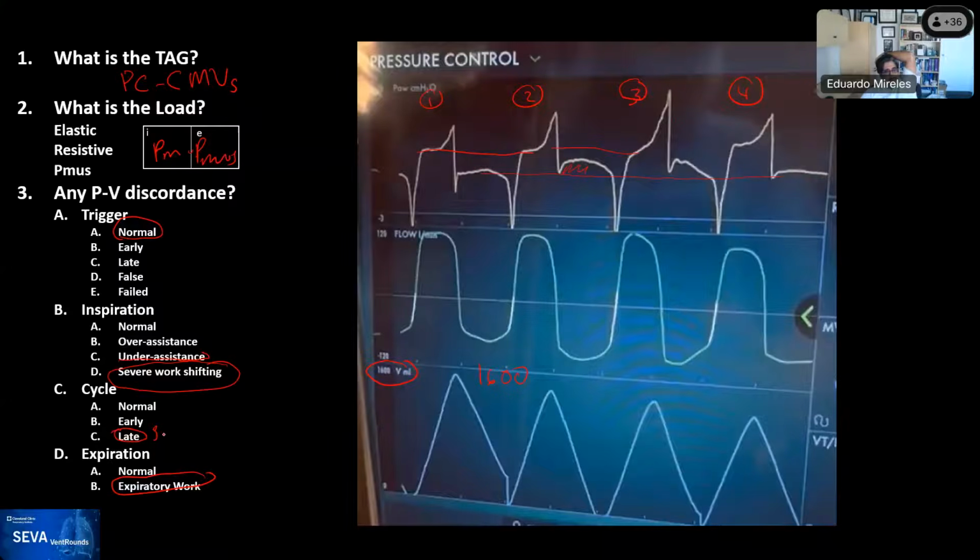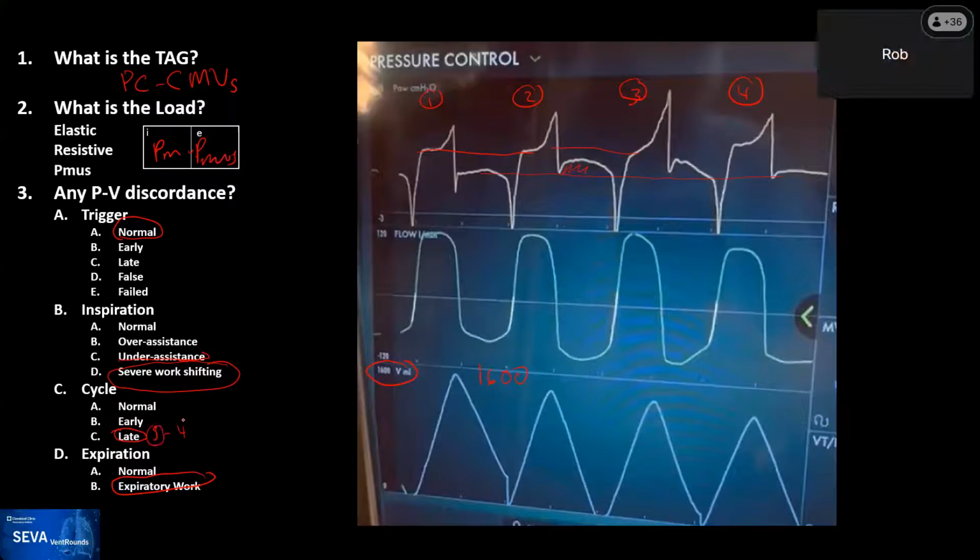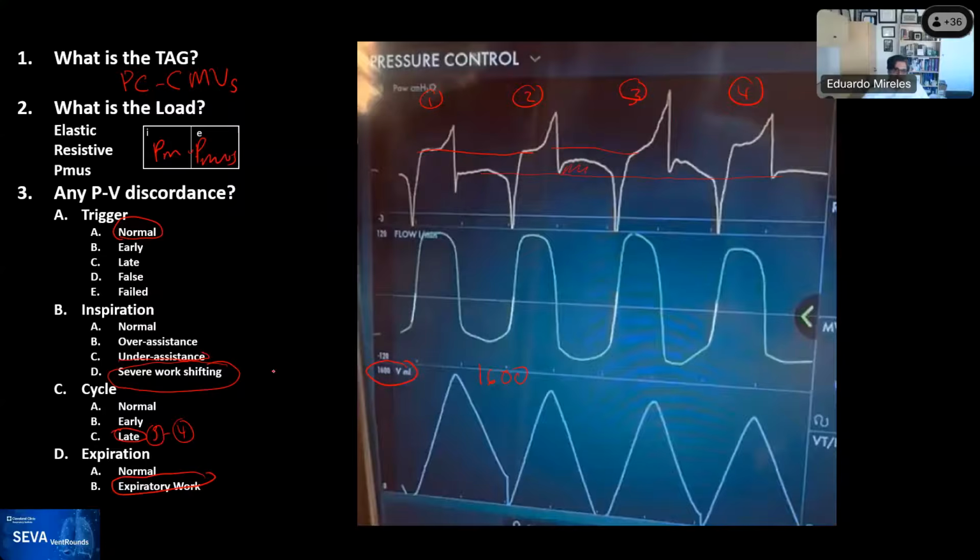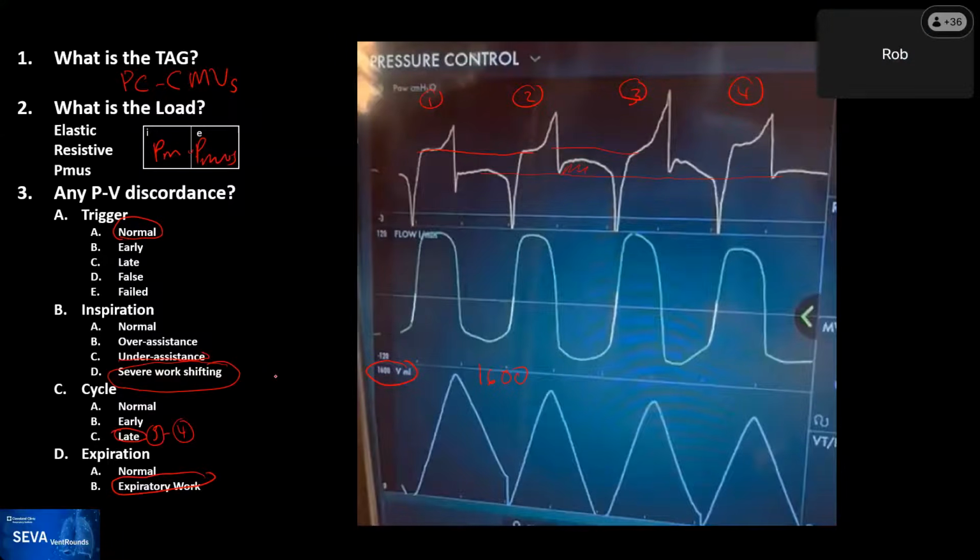Yeah, I would say it's definitely a late cycle. Otherwise, the pressure wouldn't go up. The pressure goes up because it sees the patient starting to exhale or the PMUS starting to relax. So if it was a perfect controller, it would just let the patient exhale, but it's not. So that's a late cycle, I would call it a late cycle on every one of those.